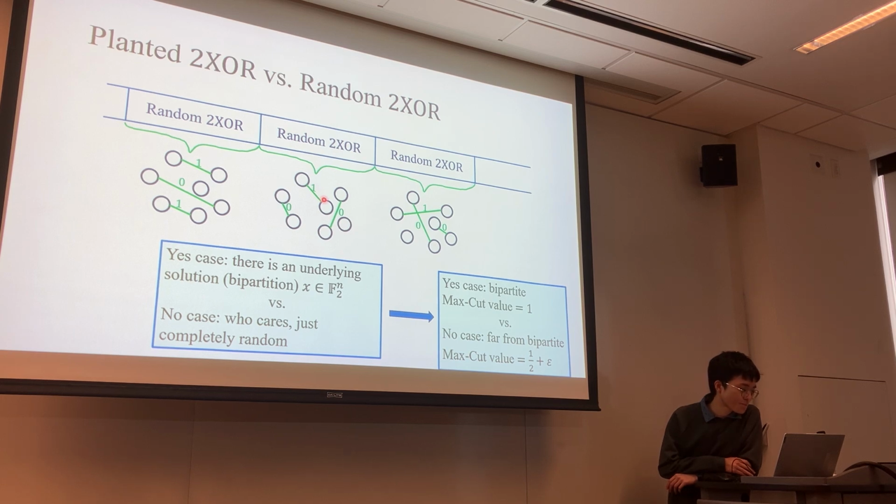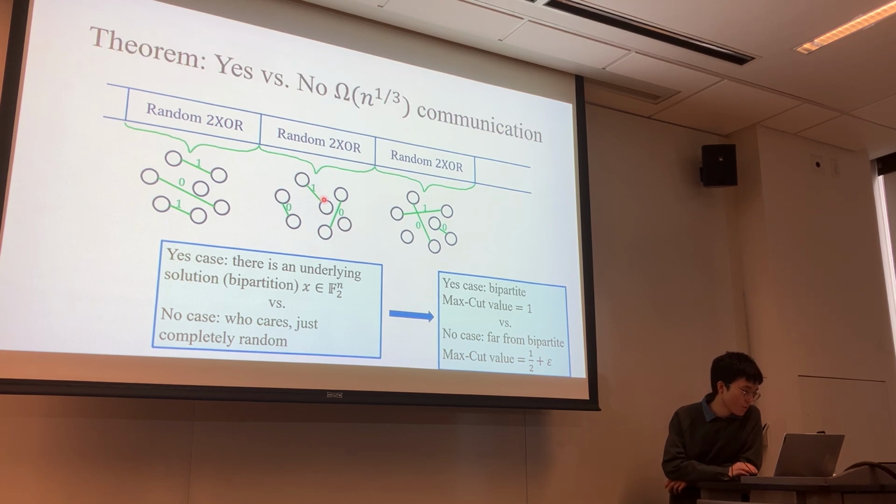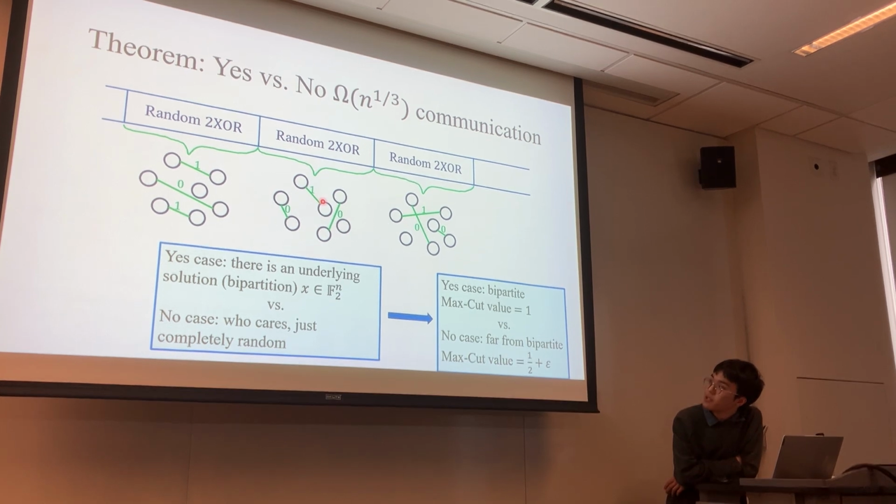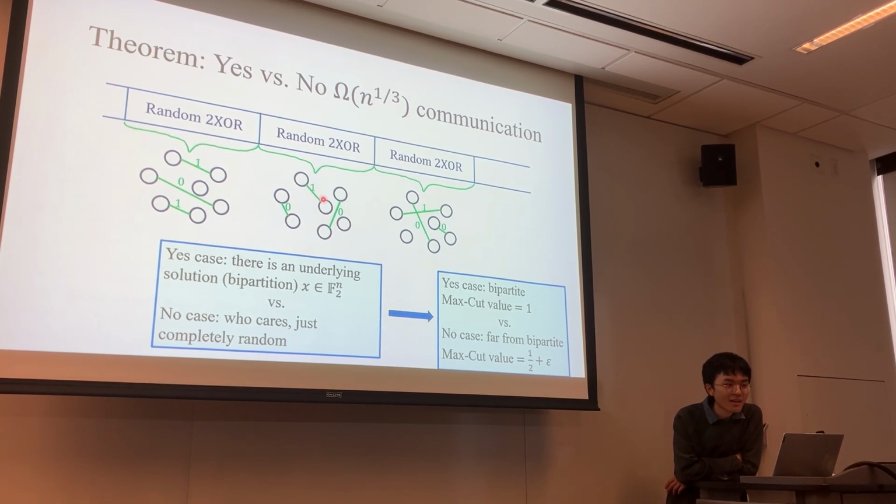So we argue that in this communication model, it is going to take at least a polynomial amount of communication to distinguish between the yes case and the no case reliably. We're going to get a bit more formal about this result, but on this informal level, is there any question at this point?